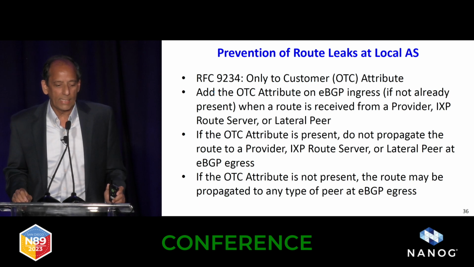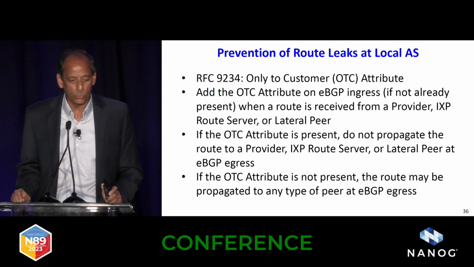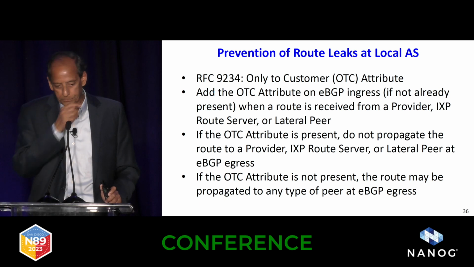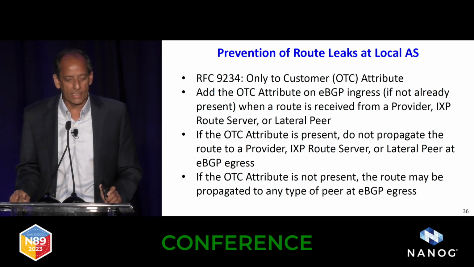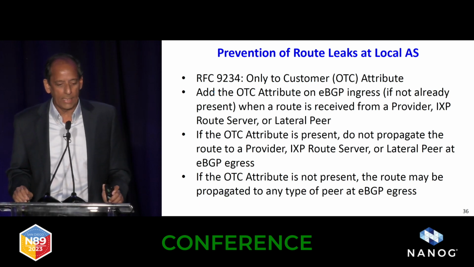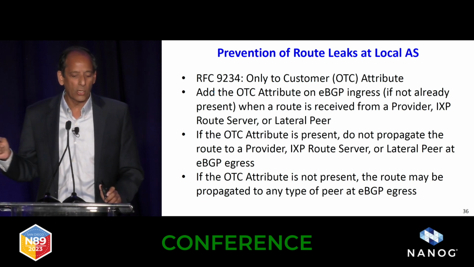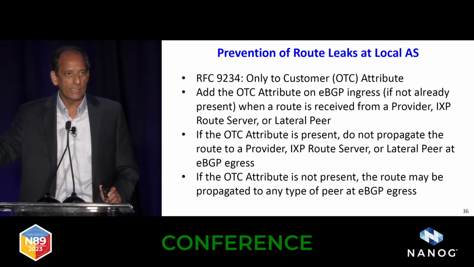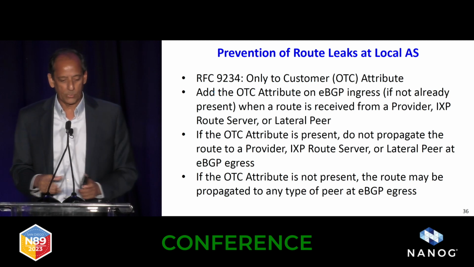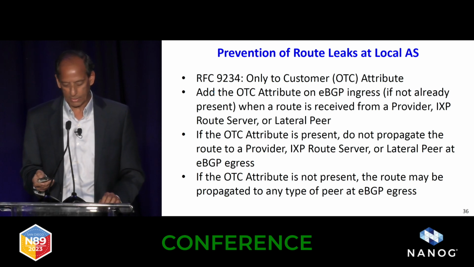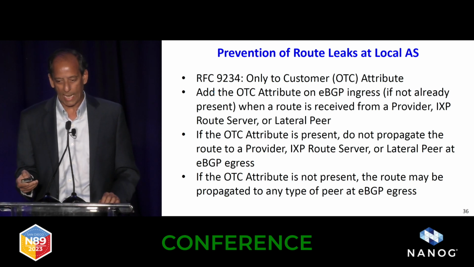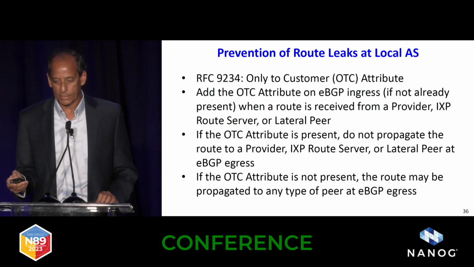And the way that is done is there is this OTC attribute. The OTC attribute is added on the ingress to eBGP, and that is when a route is received from a provider or an IXP route server or a lateral peer. And if the OTC attribute is present on the egress side, I would not send it to another provider or a lateral peer. So that is how the local route leak is prevented using RFC 9234 or the OTC attribute. OTC stands for only to customer.